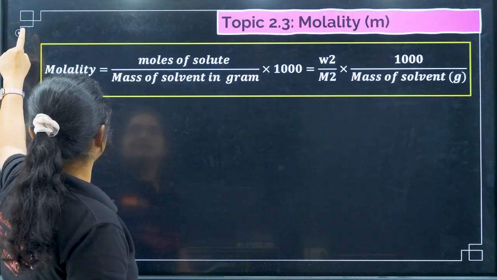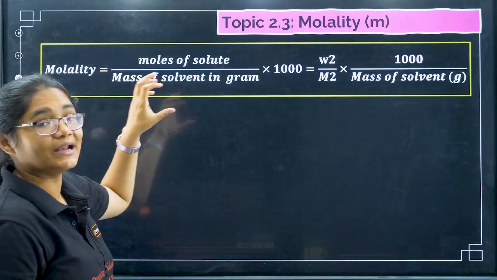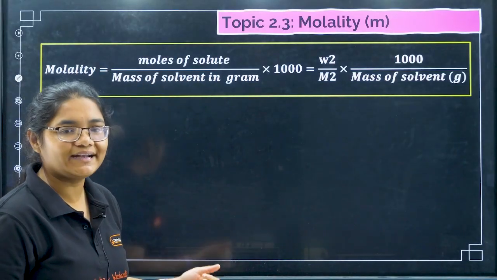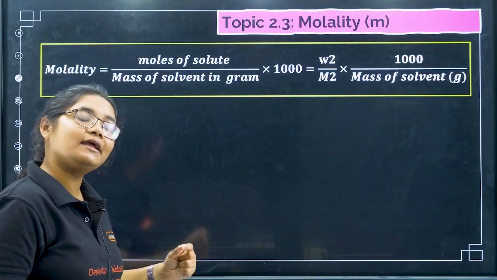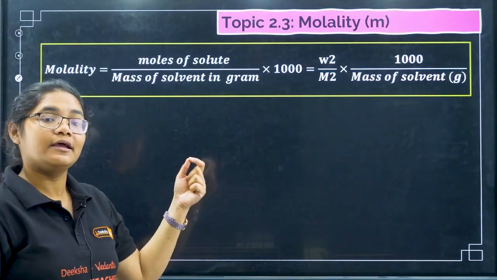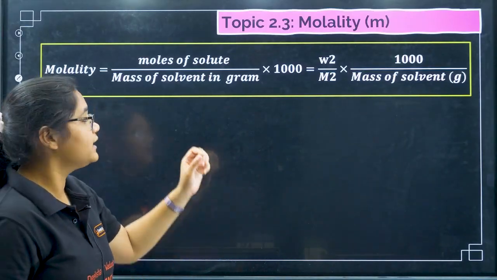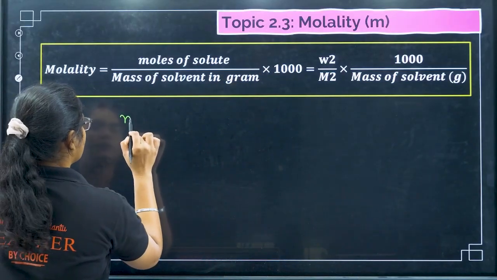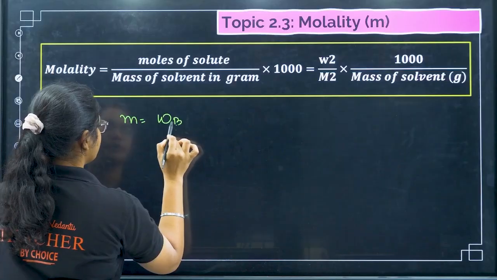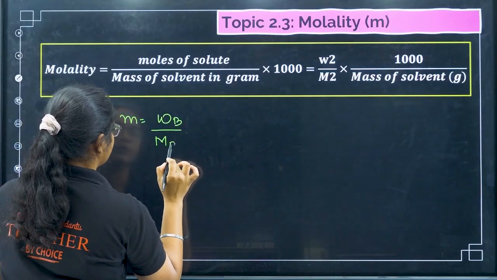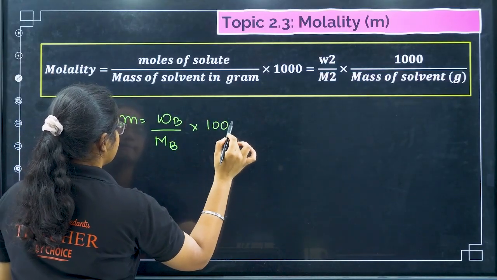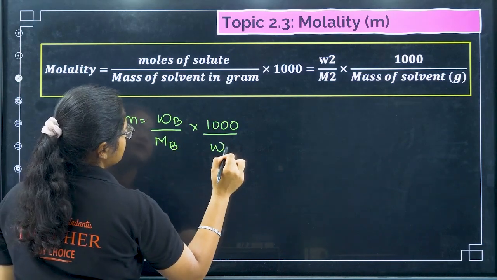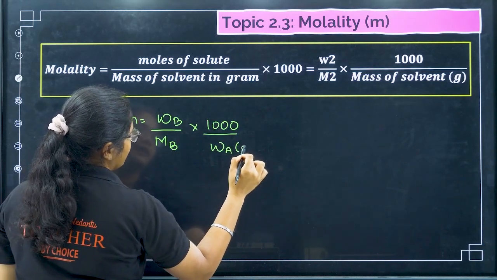Now we'll go to the next concentration term, that is molality. Molality is moles of solute by mass of the solvent in grams. In molarity it was volume of the solution, here it is mass of the solvent in gram. If it is in gram, you have to multiply 1000. Molality will be equal to mass of the solute by molar mass of the solute into 1000 by mass of the solvent in grams.